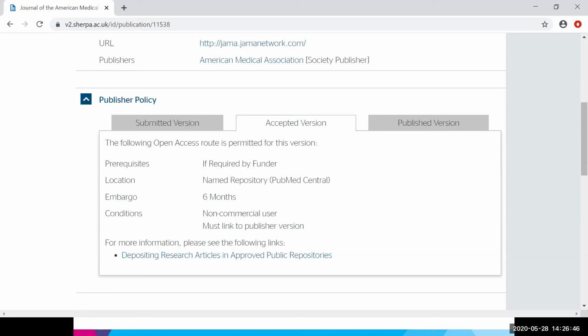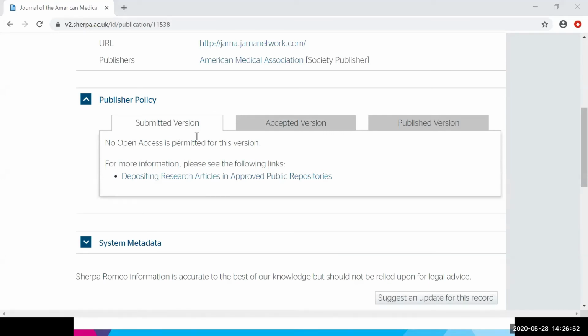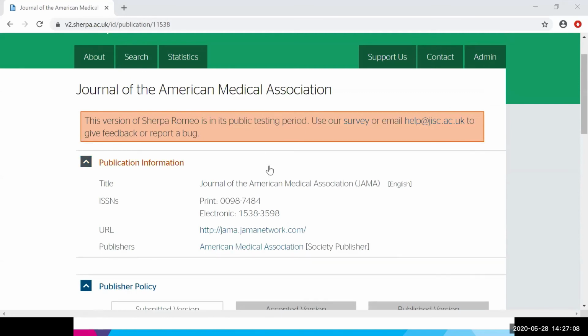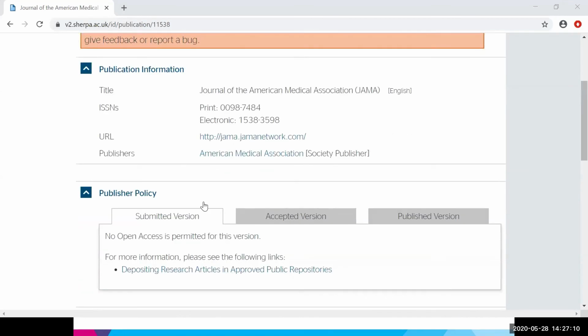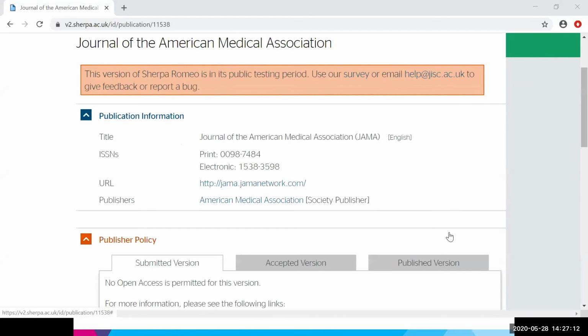So I would say that JAMA is a little bit more strict here, because they're explicitly saying no open access is permitted for this version. In this case, I would ask them about medRxiv. That's a very good question. Thank you for that. Okay, so once again, this is Sherpa Romeo. Very good for big publishers, big journals. Not as good, but they're getting better at smaller ones.